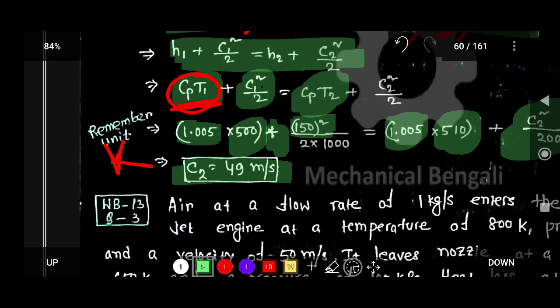That means the exit velocity is lesser than the entry velocity. That means it must be a diffuser. Okay, so this is the answer of this question, that is 49 meter per second.